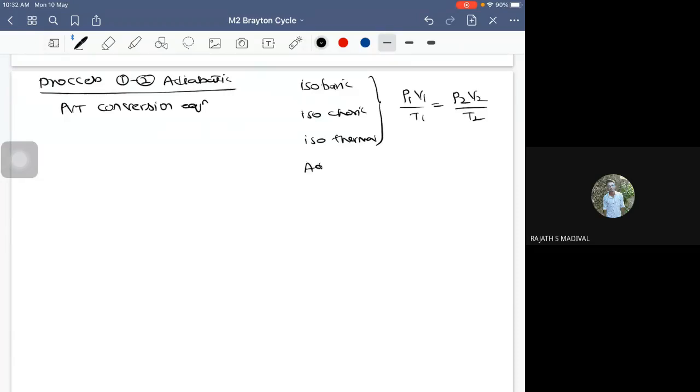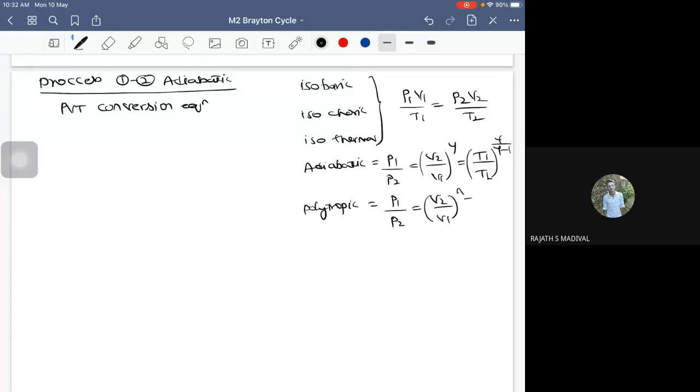Now, when you come to an adiabatic process, P1 by P2 is equal to V2 by V1 whole to the power of gamma, that is equal to T1 by T2 whole to the power of gamma by gamma minus 1. Correct. So this is for adiabatic. Now, what is it for polytropic? Same expression, replace it by n. So P1 by P2 is equal to V2 by V1 whole to the power of n, that is equal to T1 by T2 whole to the power of n divided by n minus 1.